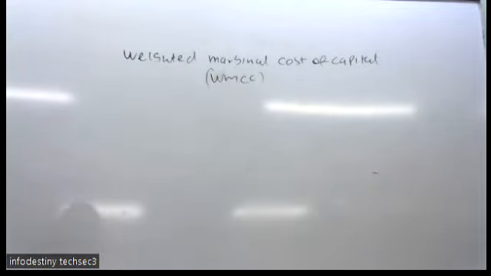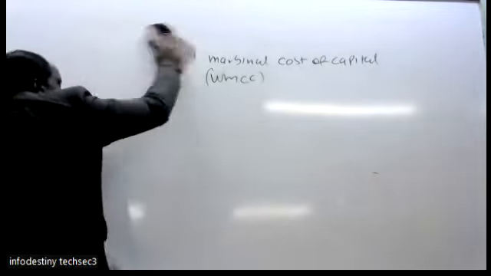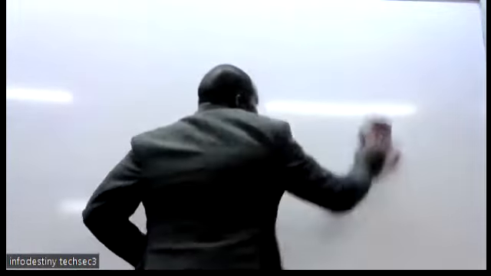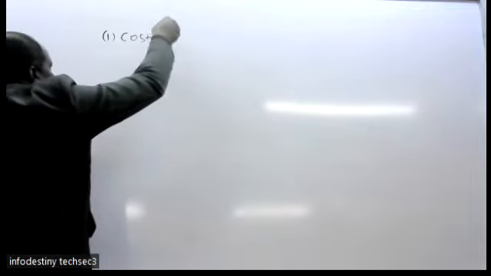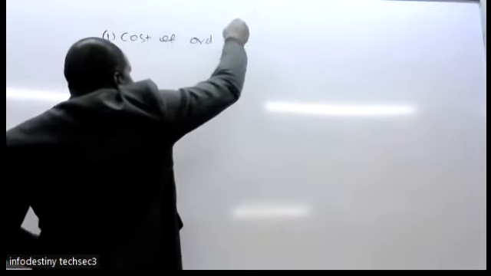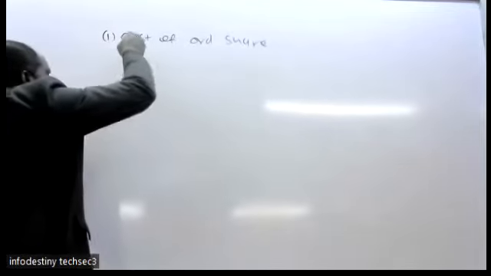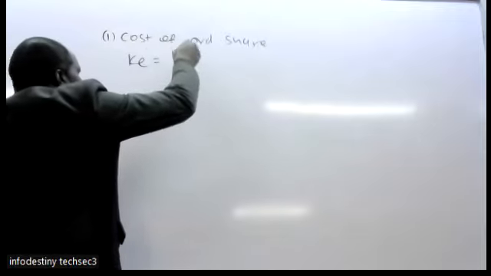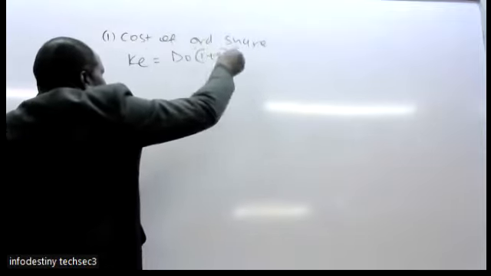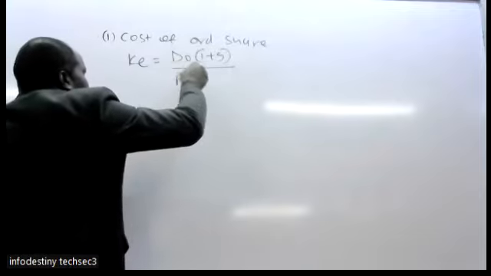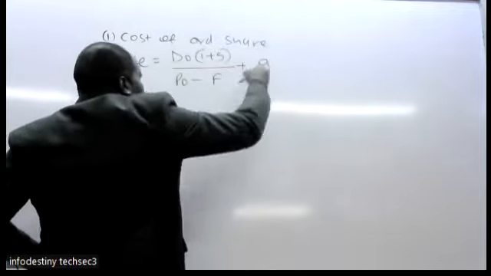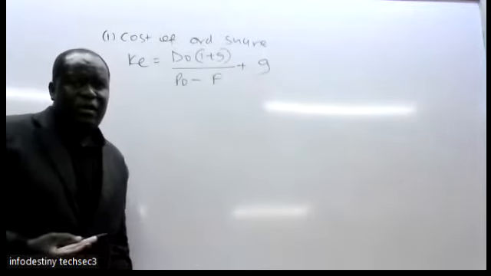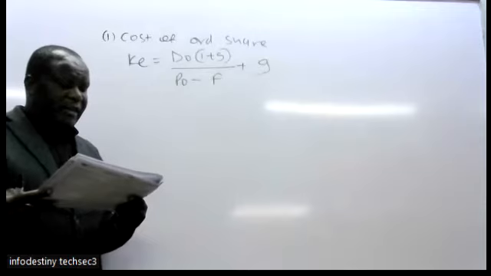The cost of the ordinary share capital. This time, all the information is given. You simply need to calculate the cost of that ordinary share. The cost of the ordinary share is the same as Ke. It is D0 times (1 plus g) divided by P0 minus the flotation cost, plus g. All details are given.